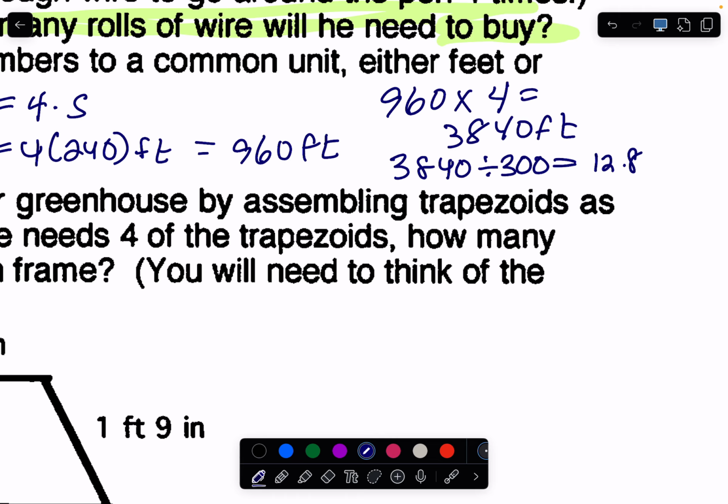So we would have to, no matter what, if this decimal was 12.2, 12.3, 12.4, anything, we always have to buy the extra roll to make it all the way around. So the final answer for this problem is we need 13 rolls. So we have to buy 13 rolls to get us all around. Now that's technically 3,900 feet, but that's okay. We'll have that extra. So then we go back and read this question. How many rolls of wire will we need to buy? Did we answer that?